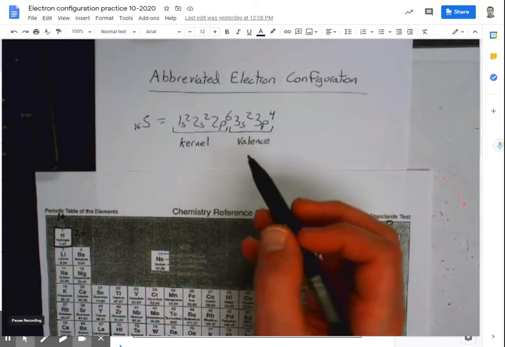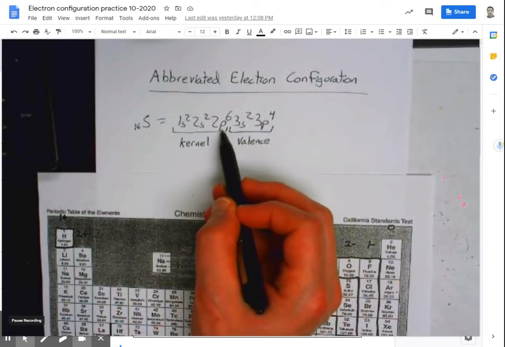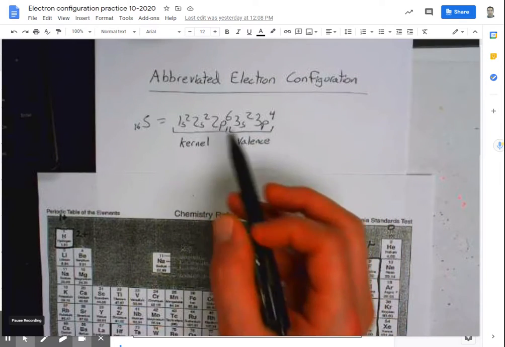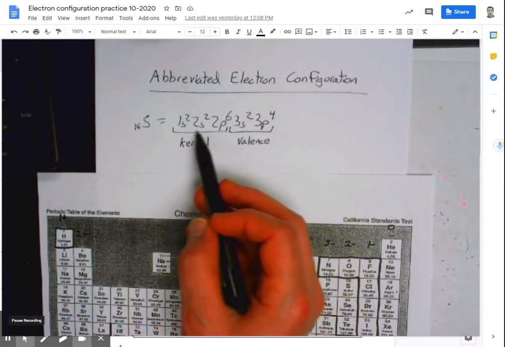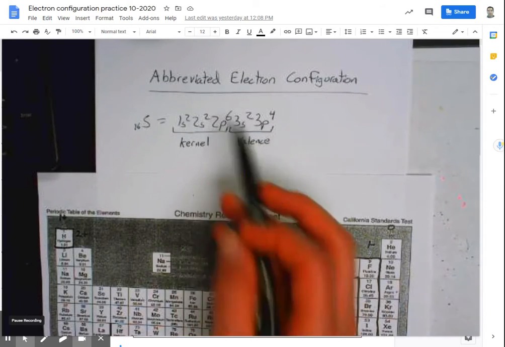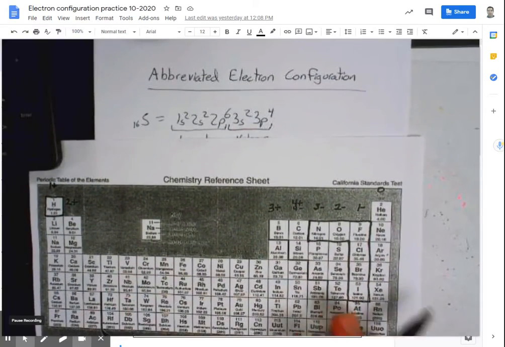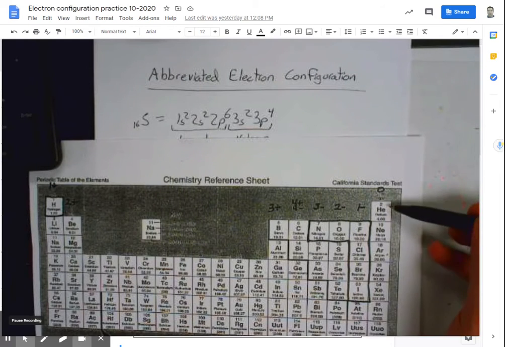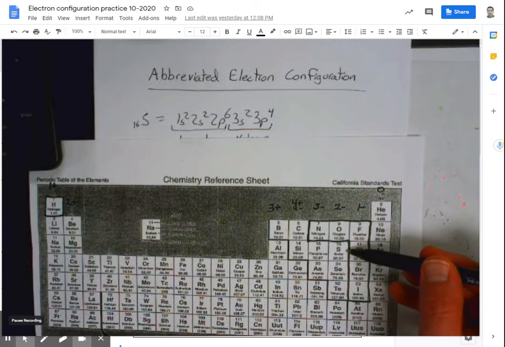So what we do is use an element symbol to represent the kernel, and then we write out the valence because that's the part that we actually want to see. So the way we decide how to do this is we look at what element represents all of these electrons. So if you look at 1s2, 2s2, 2p6, that's a total of 10. If we come to our periodic table and find the element that has 10 electrons, it's neon. Notice that it's the last element in the row before sulfur.